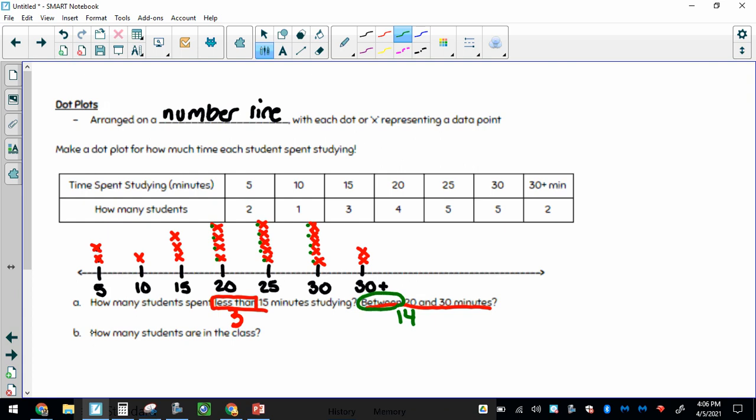All right, and then for the last one, how many students are in the class? Well, that's just counting up every single one of these. So 1, 2, 3, 4, 5, 6, 7, 8, 9, 10, 11, 12, 13, 14, 15, 16, 17, 18, 19, 20, 21, 22. So there are 22 kids in the class.